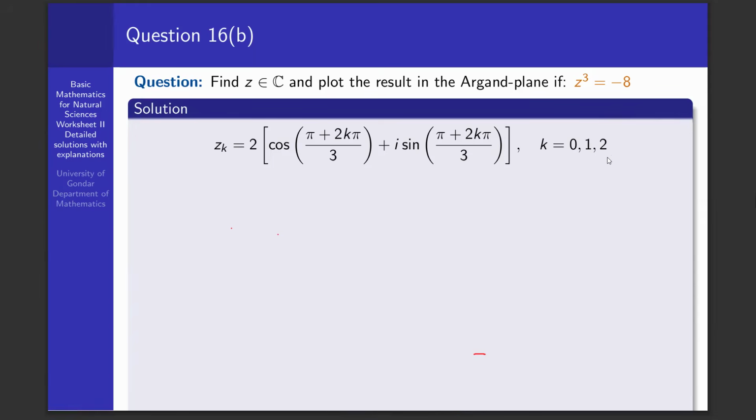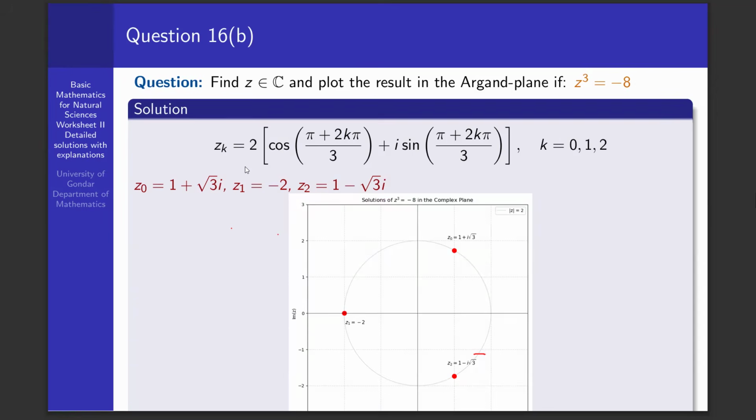Then for k equal to 0, we have z0 equal to 2 times cosine of pi over 3 plus i times sine of pi over 3. Cosine of pi over 3 is 1 over 2, and sine of pi over 3 is radical 3 over 2. Therefore, when multiplied by 2, z0 is 1 plus radical 3 i.